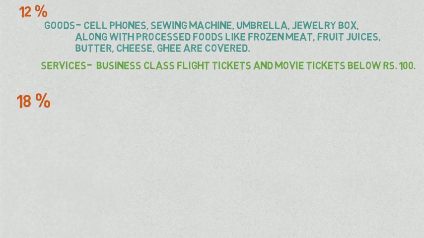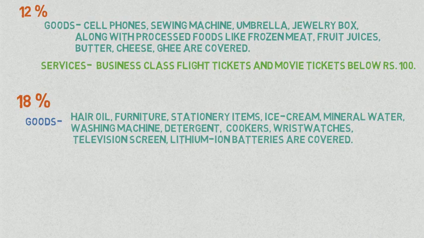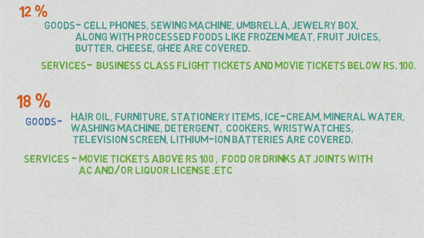GST slab of 18%. Under this slab, products like hair oil, furniture, stationery items, ice cream, mineral water, etc. are covered. The services under this slab include movie tickets above ₹100, food or drinks at joints with AC and or liquor license.